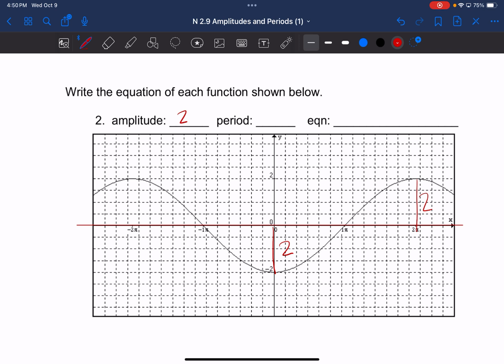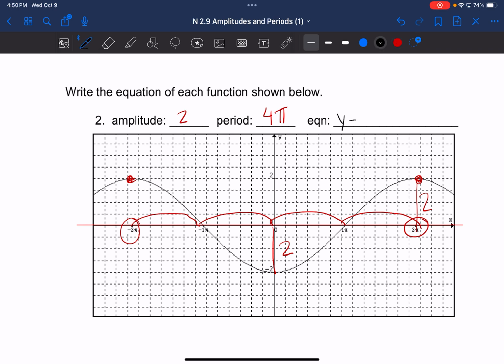Now for my period, it looks like I traveled from here to here, which appears to be from negative 2 pi to 2 pi. So this would have been 1 pi, 2 pi, 3 pi, 4 pi. So our period must be 4 pi. And now that I have that information, I should be able to write my equation.